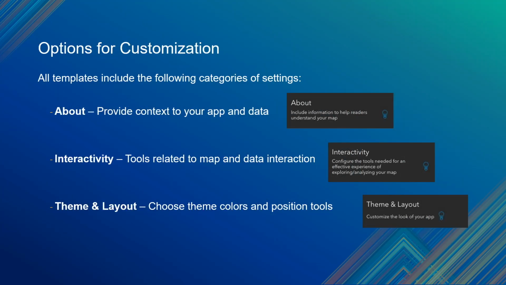Now, when it comes to customization for instant apps, I know we talked a lot about that, we are an out-of-the-box app, so what does it look like for customization? You still have options. Most of these options surround our About section, our interactivity, and theme and layout. In About, we provide tools that give context to your app and data. In interactivity, this is where you have the opportunity to enable tools to help navigate your map and the data. And with theme and layout, this is where we are able to change theme colors, add logos, and change the position of tools if you need it for a specific reason.